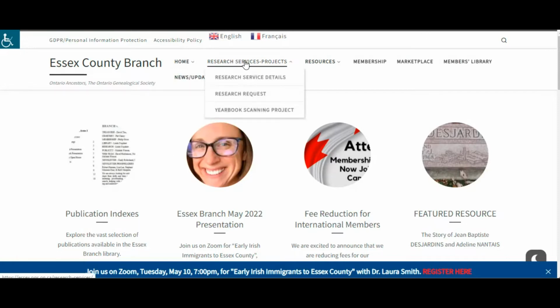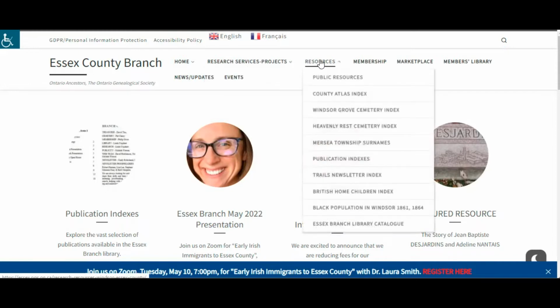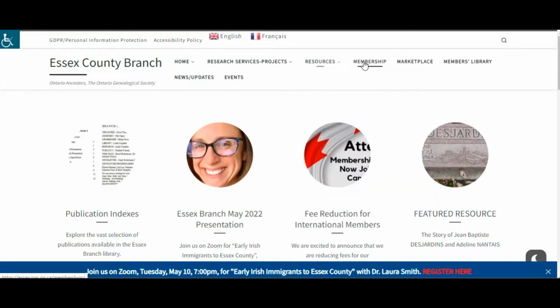In the research services and projects section, you can find out what research services we offer and the cost for these services. You can fill out a research request, and you can review information about the yearbook scanning project. Under resources, I'll come back to that later.